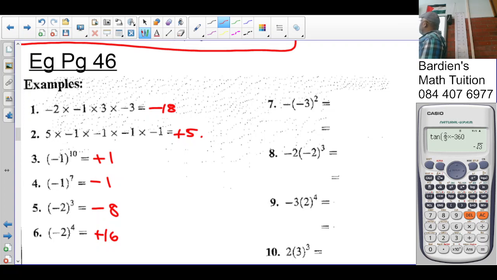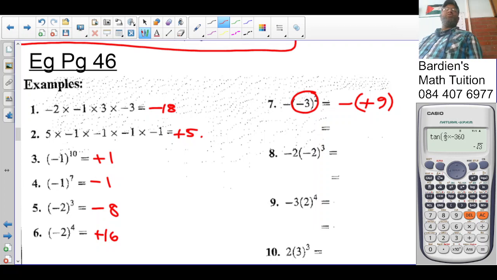Okay, so firstly, we need to sort out this bracket first. So it's negative. If it's negative 3 squared, is the 2 even or odd? Even. So inside the bracket it's going to be positive. 3 squared is 9. How do you get 9? 3 times 3. Are you all okay with that? Now what's positive times a negative? Negative.